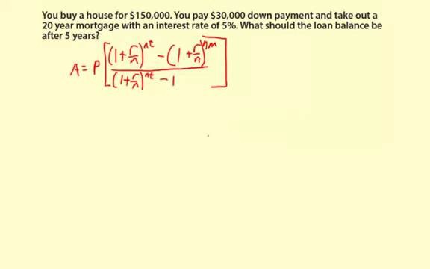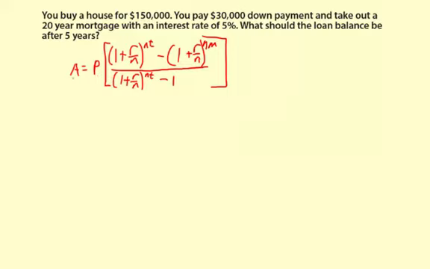You buy a house for $150,000. You pay $30,000 down payment and take out a 20-year mortgage with an interest rate of 5%. What should the loan balance be after 5 years? There's a formula for calculating the loan balance at any time, and the formula is already here below.